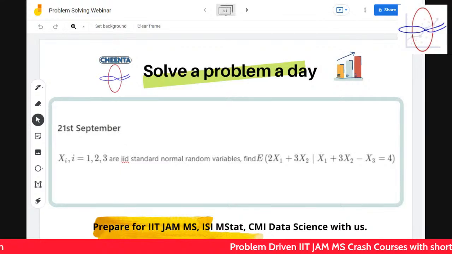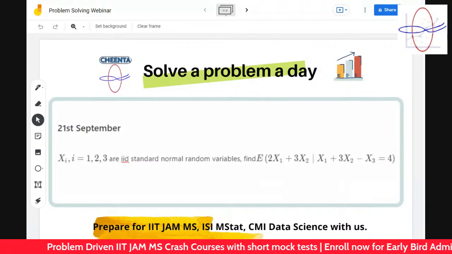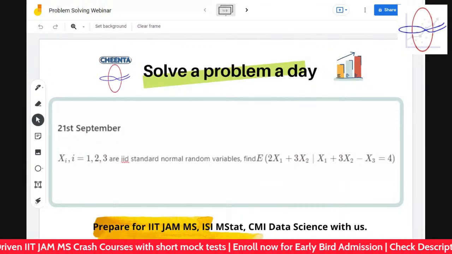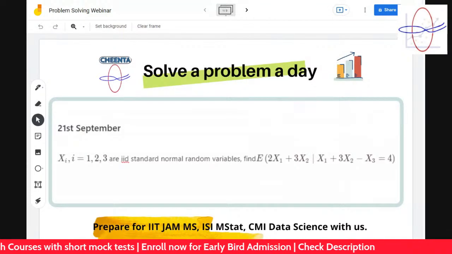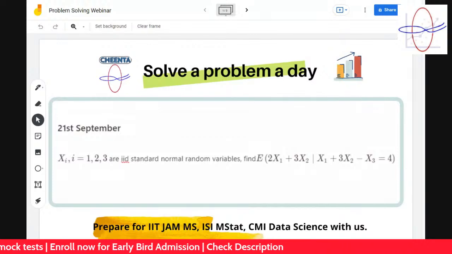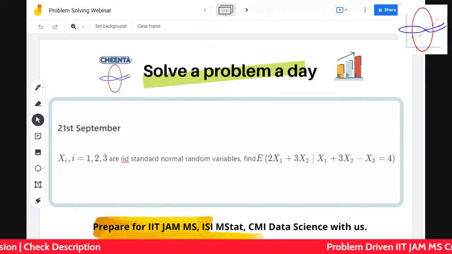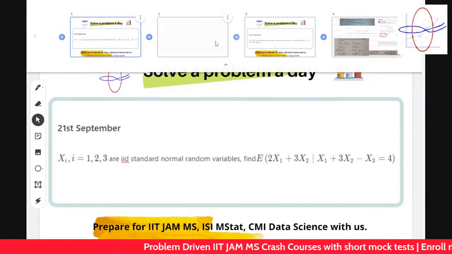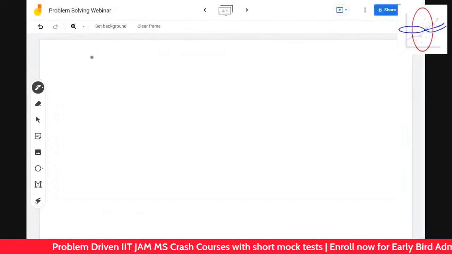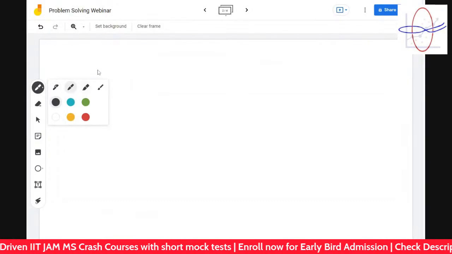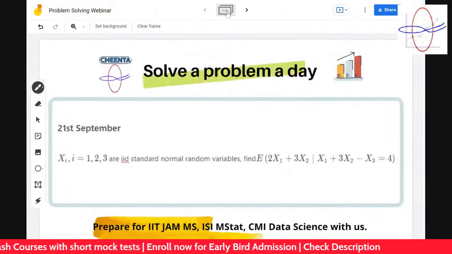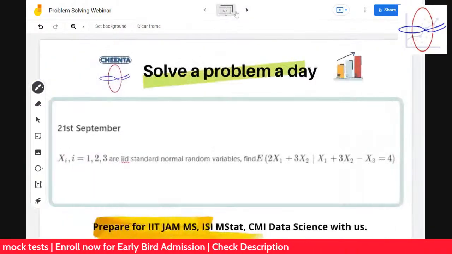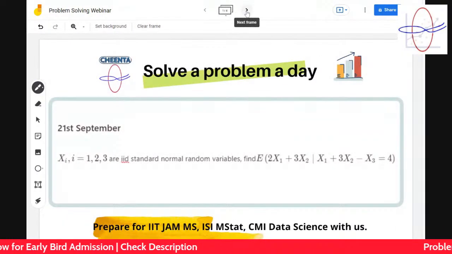Any ideas do you have on how to approach this? Sir, you can use the additive principle. Yeah, tell me, what is that additive principle? Sir, E of x1 plus x2 is equal to E of x1 plus E of x2. Okay, let me write it down. Is it Nikhil speaking now? I couldn't recognize the voice. No, sir, it's Madhav.